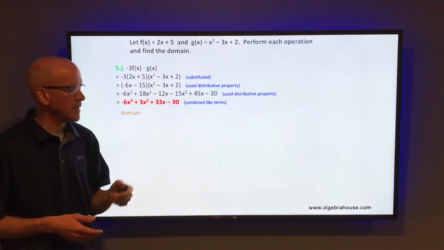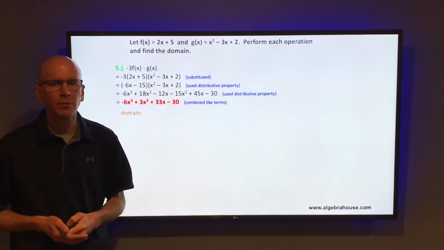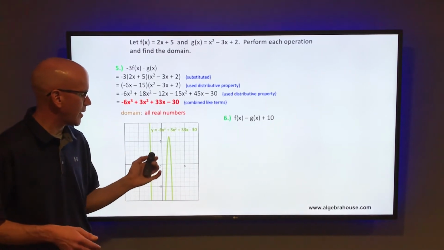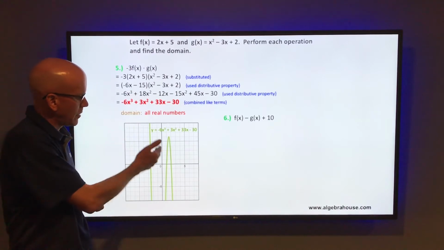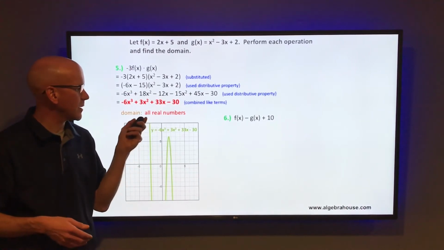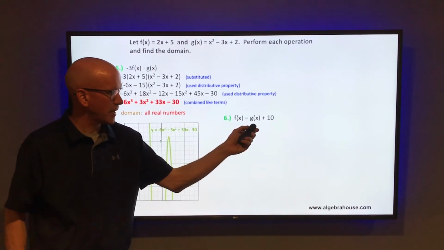So to state the domain, you're looking for any restrictions, any square root signs, any fractions, which there are none. So no restrictions on the domain. It'd be the set of all real numbers. You can see the graph of that. As that graph goes higher and higher, gets lower and lower, it's going to get wider and wider, consuming or using all x values.